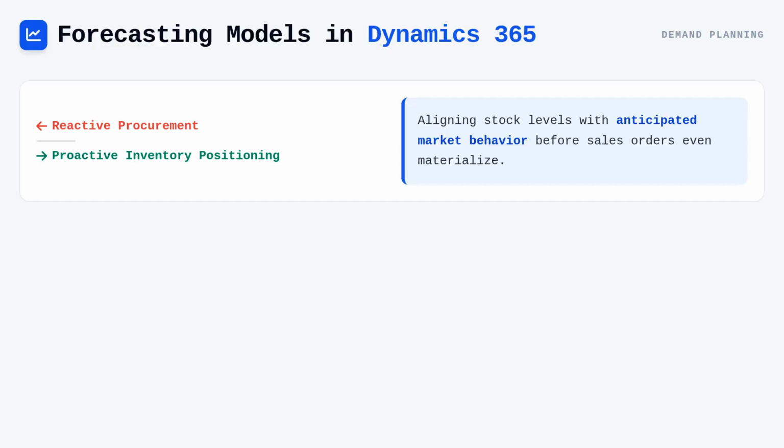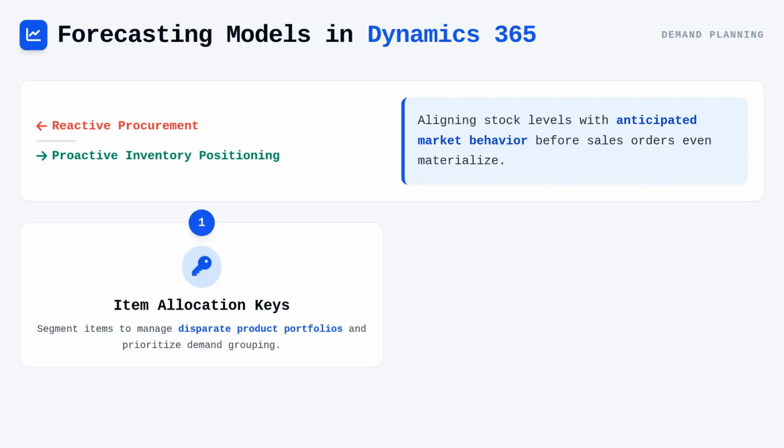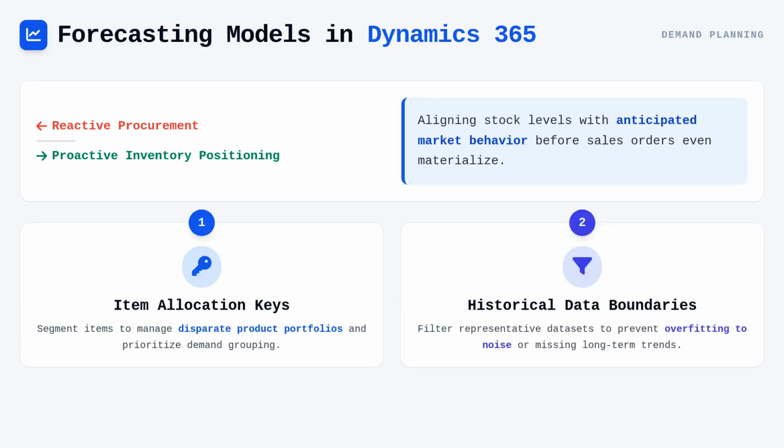The configuration process begins by defining item allocation keys, which effectively segment your items for forecasting purposes. These keys determine how demands are prioritized and grouped, allowing you to manage disparate product portfolios with varying degrees of statistical complexity. Establishing historical data boundaries is equally crucial, as it filters relevant past transactions to ensure that machine learning algorithms operate on clean, representative datasets. If the data window is improperly defined, the system may overfit to noise or, conversely, ignore long-term trends that remain highly relevant to future demand patterns.